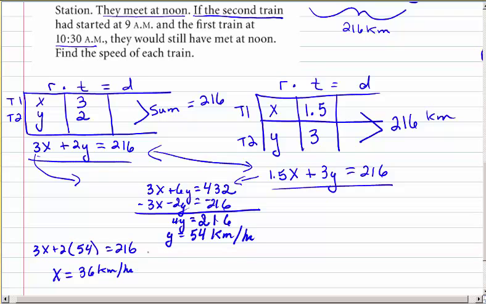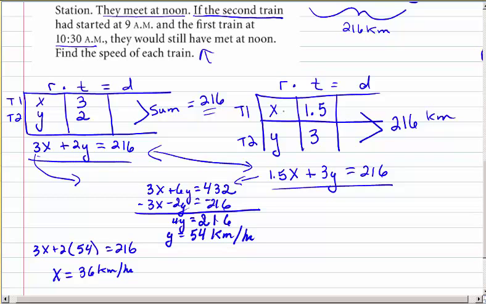And if you put those numbers back into the description up here, you'll find out that that is indeed what happens. If you take 36 times 3, you'll get 108, and if you take 2 times 54, in the first scenario, you'll get 108. 108 plus 108 is 216. Everything works. Everything fits what we analyzed in our equations.